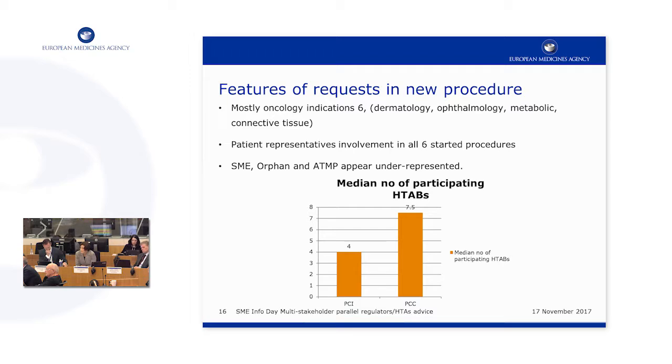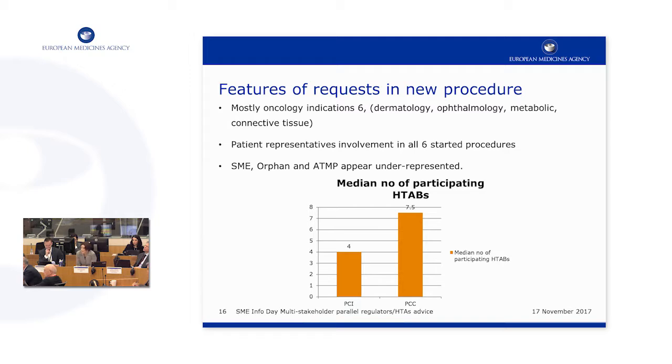Most of the requests we've received so far have been in oncology indications. The 6th shouldn't be there, I'm sorry. We've had six oncology indications so far out of the 11, and then the rest have been a mix in dermatology, ophthalmology, metabolic, connective tissue. And patient representatives have been involved in all 6 started procedures.